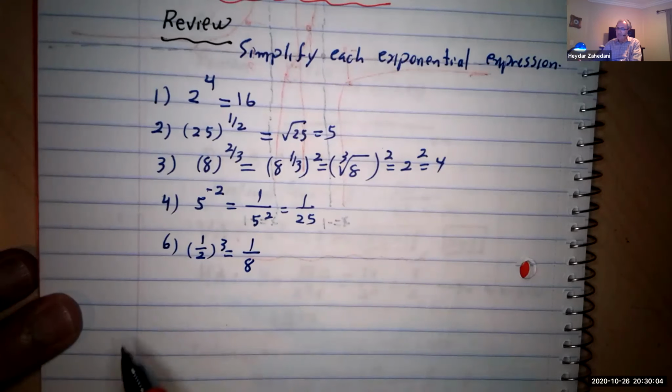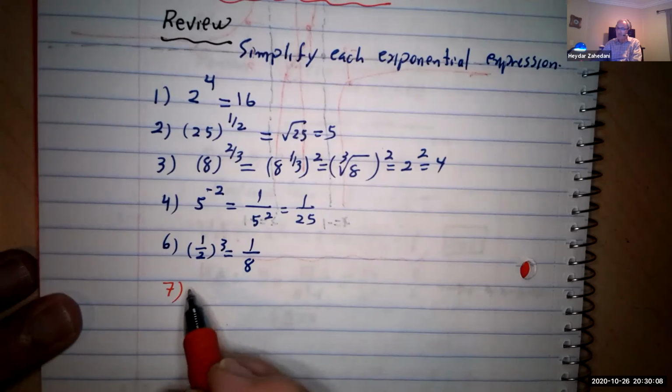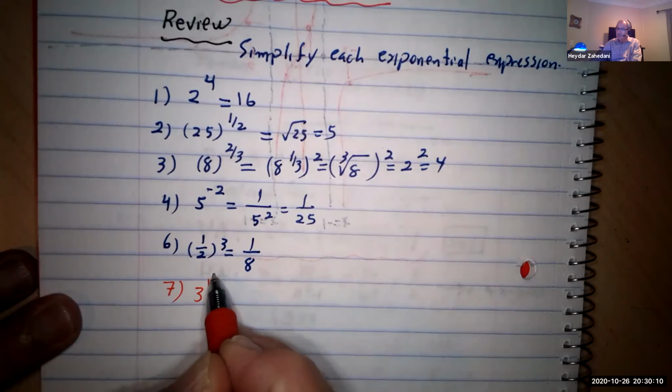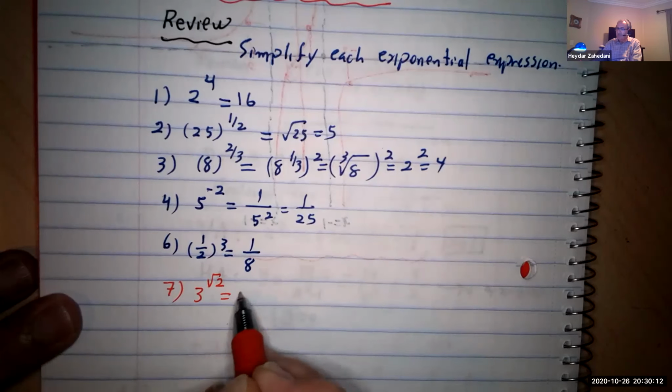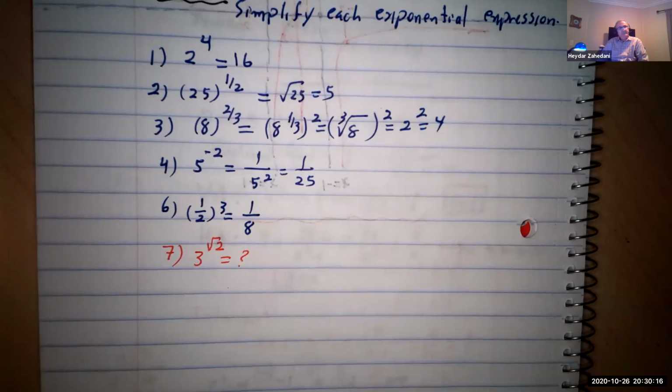But if I ask you what is 3 to the radical 2, what's going to be your answer to this one? Any suggestion? Can you find 3 to the radical 2?